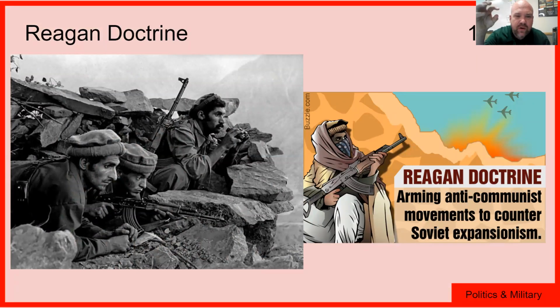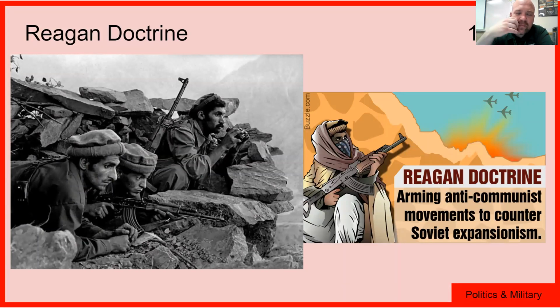All right, so the next big number, I think it's M? I don't remember. So the Reagan doctrine. The Reagan doctrine essentially is, as it says right here, the US policy of arming anti-communist movements in order to counter the Soviet Union.